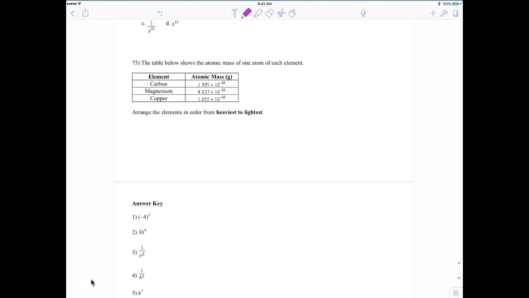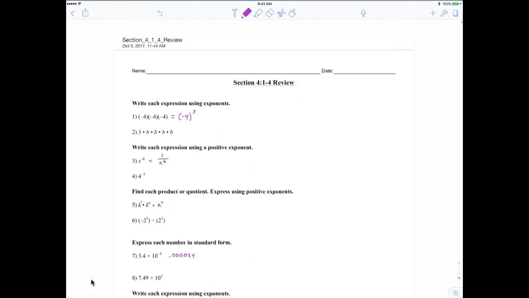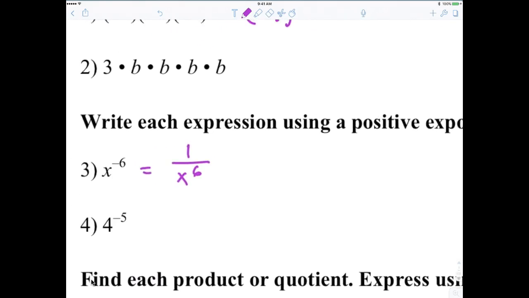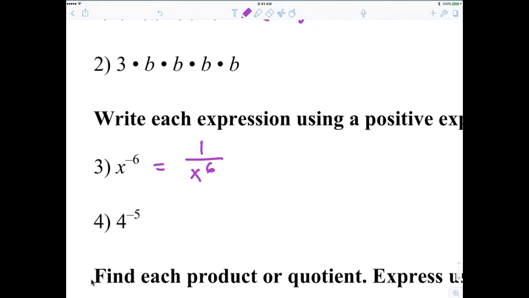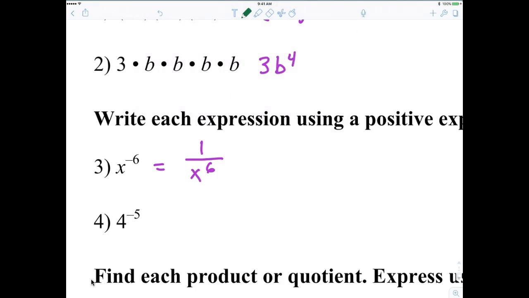All right, so here we go. It's about remembering all the rules. Let's slide down and see how well you remembered these things. Question number 2. You're writing it with exponents. So in this case, it's going to be 3b to the 4th. Anybody have any issues? Everybody okay with that?